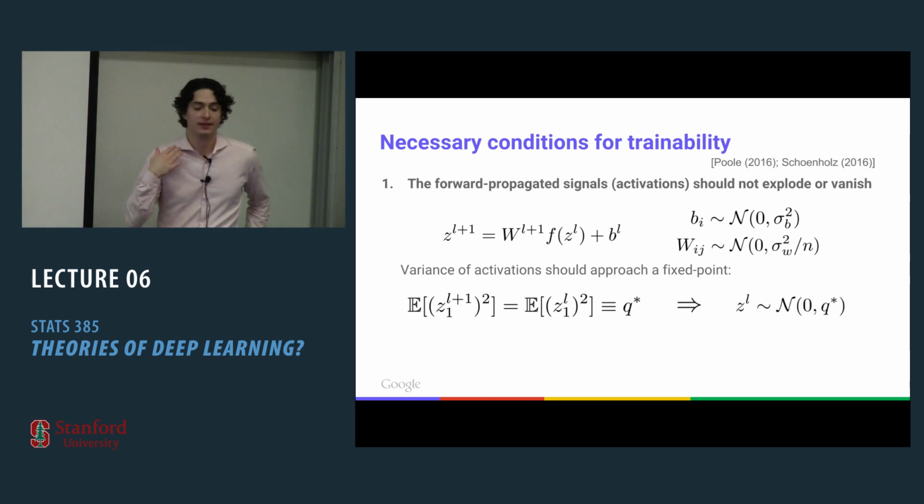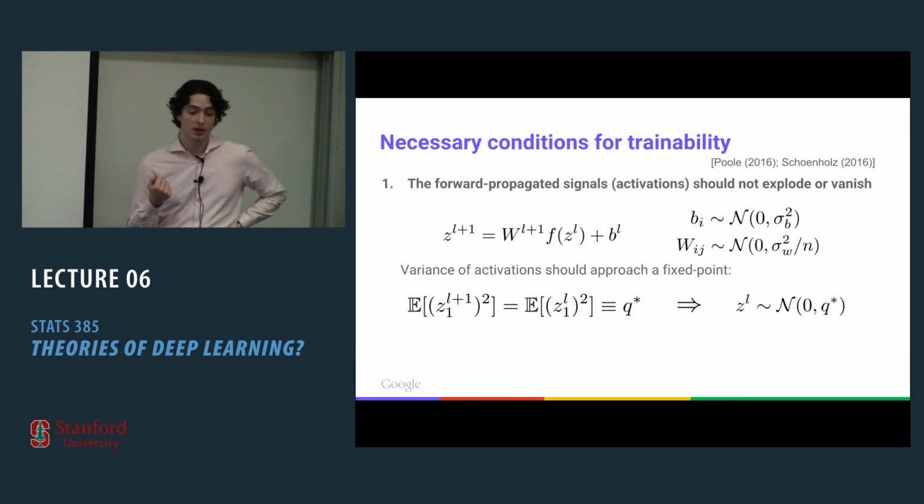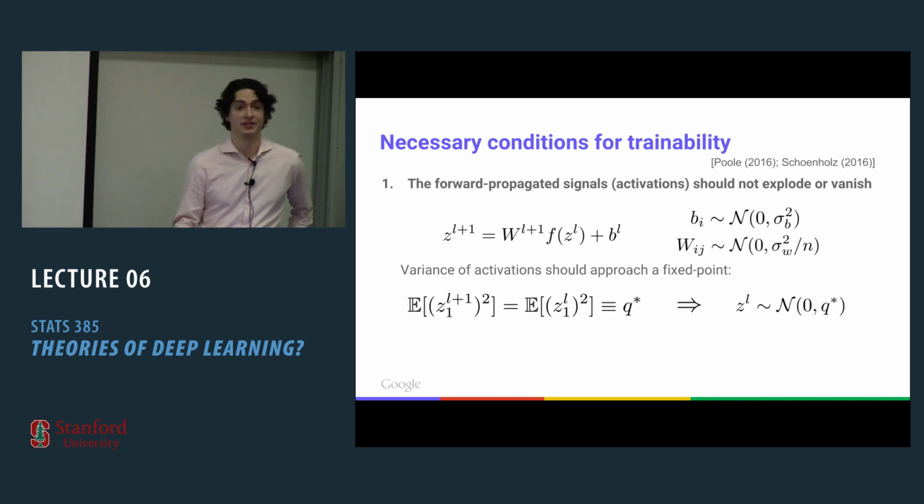So this implies that independent of the layer, the pre-activations are distributed normally with variance Q star and mean 0. And one can ensure that there's no transient effects at small depth by normalizing the input to have 0 mean and variance Q star as well. So this ensures that the pre-activations all have the same distribution at initialization.